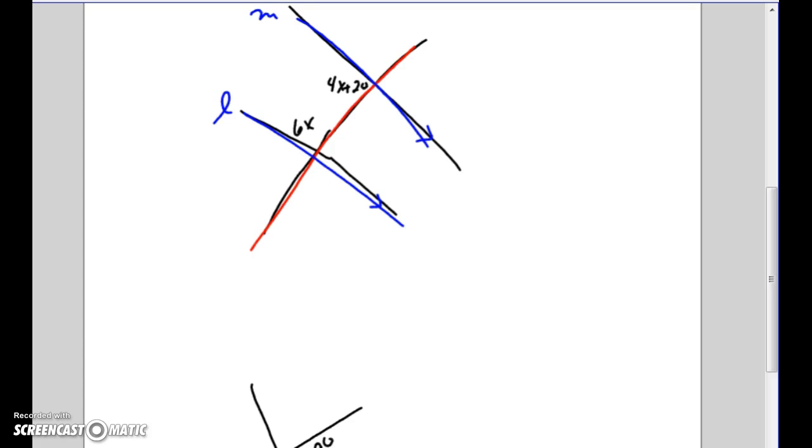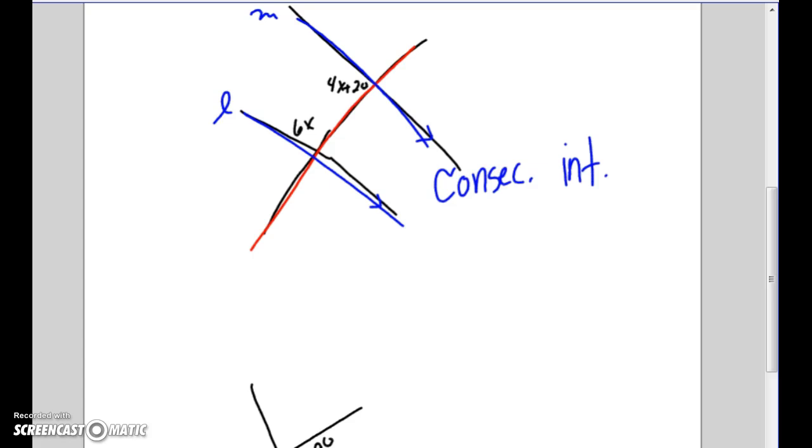So, are those two angles inside, outside, or one of each? Inside. What's that called? Interior. Are they on the same side or different sides? Consecutive. Consecutive means they're on the same side of this red line. Now, using your foldable on the inside, tell me, what do you know about consecutive interior angles?